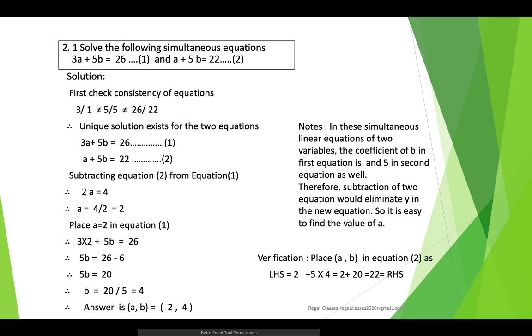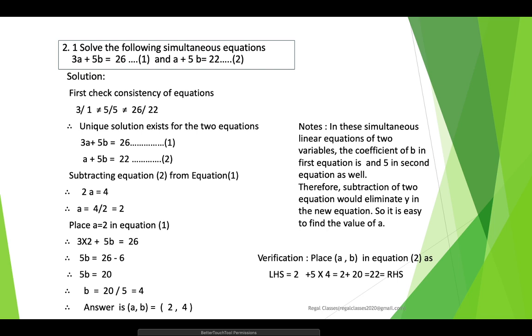is not equal to b1/b2. So for these two equations, 3a + 5b = 26 and a + 5b = 22, the coefficient of b in the first equation is 5 and also in the second equation it is 5. So subtracting equation 2 from equation 1, we get 2a = 4. a is 4 by 2, so a = 2. Place a = 2 in equation 1 and you get b = 4.